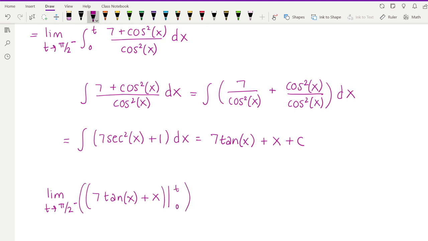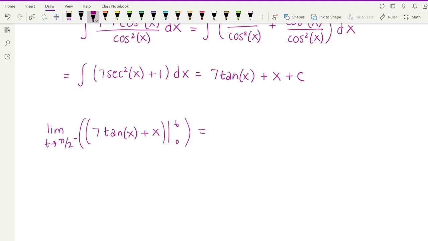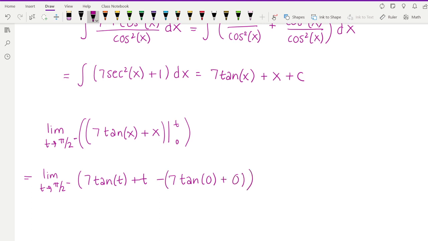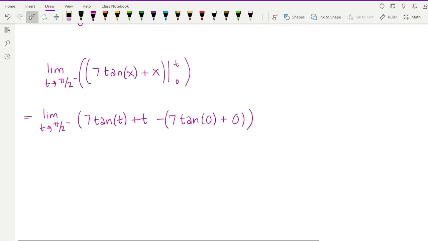I don't know how many parentheses I need, but I'll be safe and put more. Okay, so let's just plug in our values here. Actually, I'll write it below. So we have the limit as t approaches pi over 2 from the left of 7 times tangent of t plus t. And then from that, we're subtracting 7 times tangent of 0 plus 0. Okay, so we're going to have to be evaluating tangent of some things here.